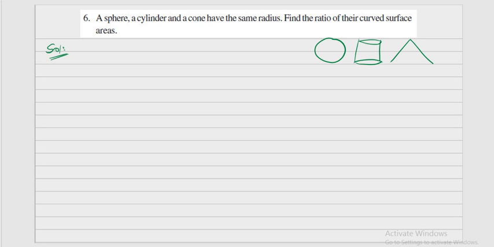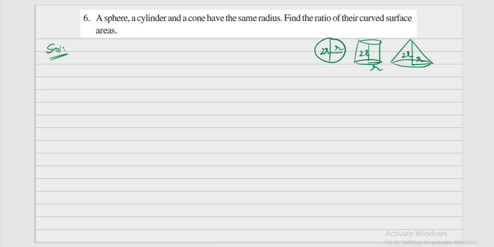Since all these three are having the same radius, if I consider this radius as r, then this radius is also r and this radius is also r. And if you observe this particular height, this is nothing but 2r only, from the sphere. So if this is 2r, that means for this also the height is 2r, for this also the height is 2r. So from this, the information he gave is, indirectly he is saying that the height of cone and cylinder are 2r, right?